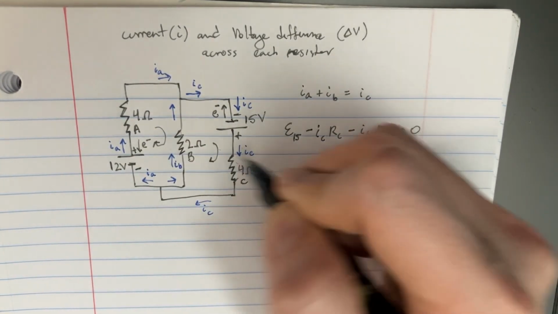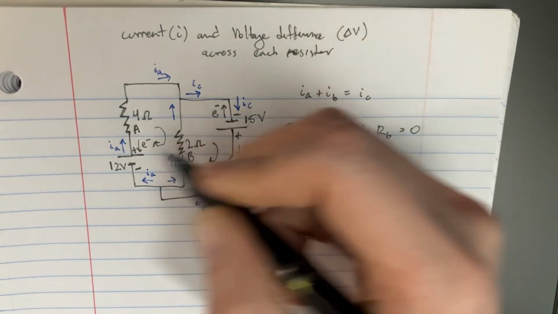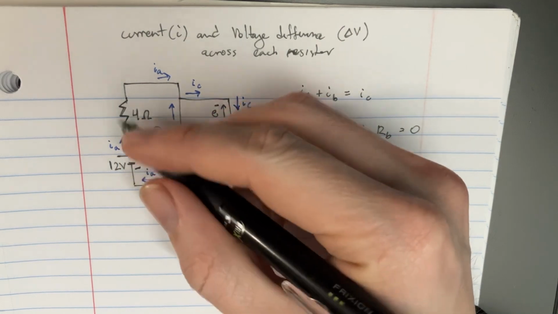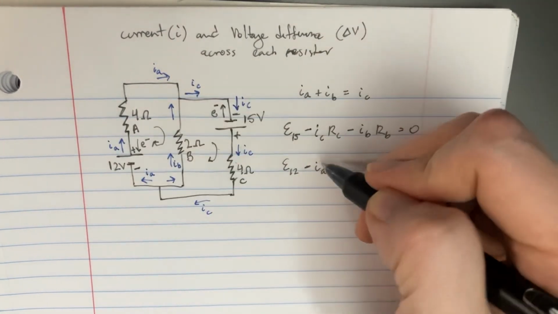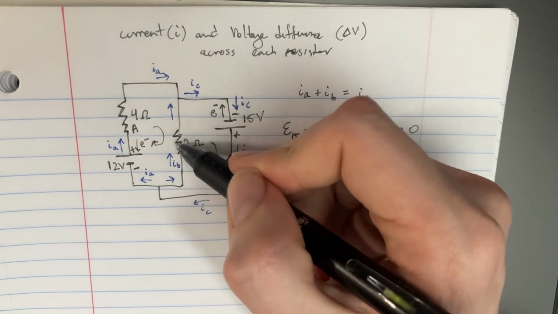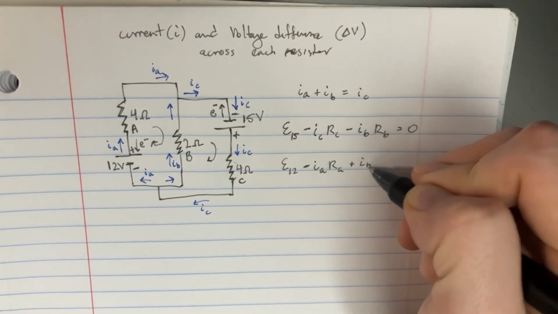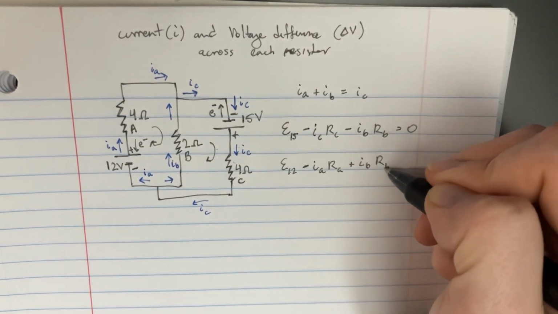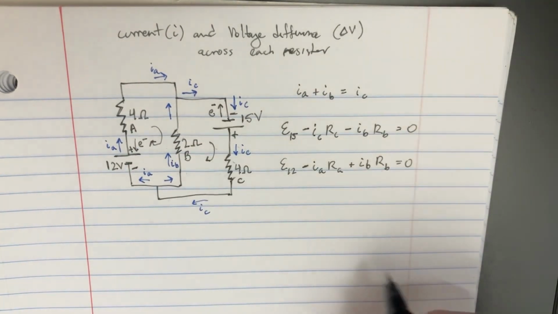The next loop that we can make is this one. We'll start from the battery. We'll go E12. And then, again, we're going with the current, so it's going to be a minus IA, and then RA. And then we're going to follow that this way. Here we're going against the current, so we get to add IB, RB. And then that finishes our circuit. It's going to be equal to 0.